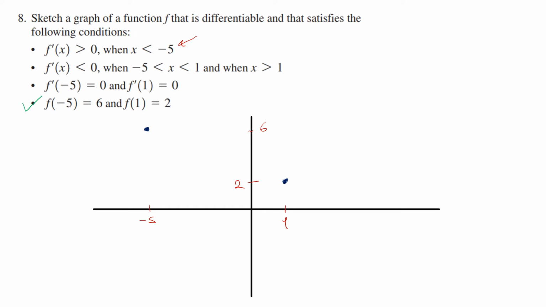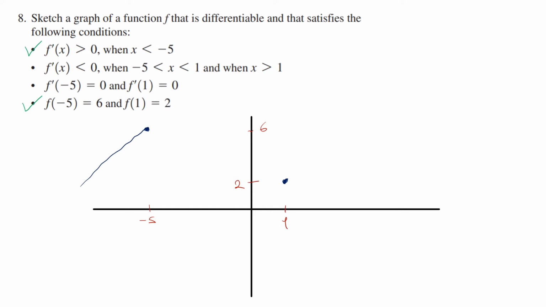It's saying the derivative is positive when x is smaller than -5. So I know in this region, not including -5, I will have a function that is increasing because the derivative is positive. So I'll start anywhere because I don't have the function, but I know it's just increasing to that point and I need to pass by that point. So I also satisfied this first one.